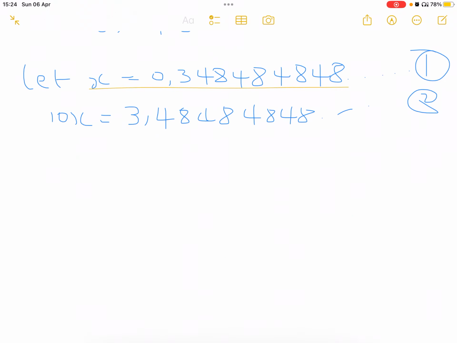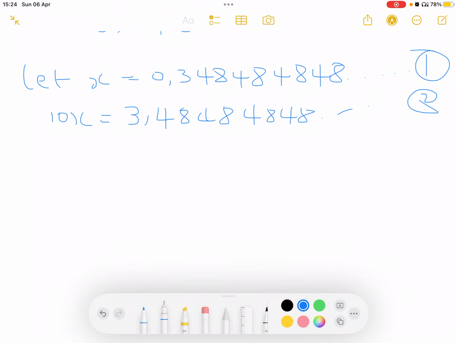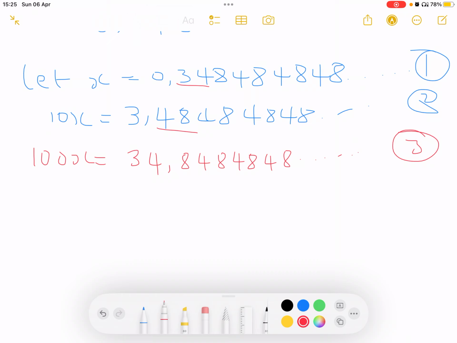We can do the subtraction only if these digits and these are the same, the digits after the comma. So we have to continue by multiplying with tens, hundreds, and thousands, and maybe 10,000 until those two are the same. Right, so now we're going to multiply equation 1 with 100. So when we multiply equation 1 with 100, we get 100x, which is equal to 34.848484848. Continuing to make an equation 3.